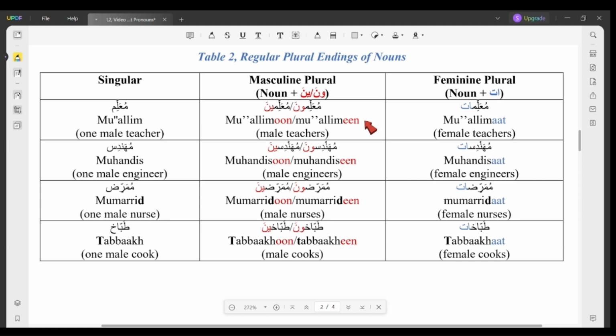Now there's something that I would like to point out. When we say muallimuna with that a at the end, that's the last vowel of the word. And in Arabic, the last vowel of a word is optional to pronounce. So we could either say muallimuna, pronounce the a at the end, or just say muallimun and just leave it out. And for simplicity, we're going to drop the last vowel of every word.